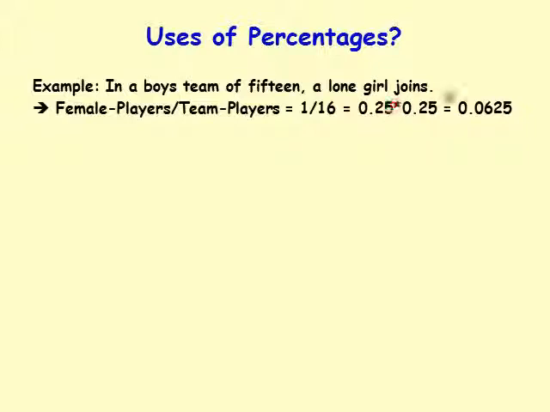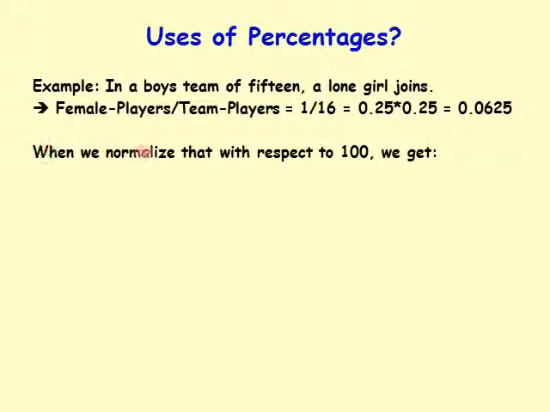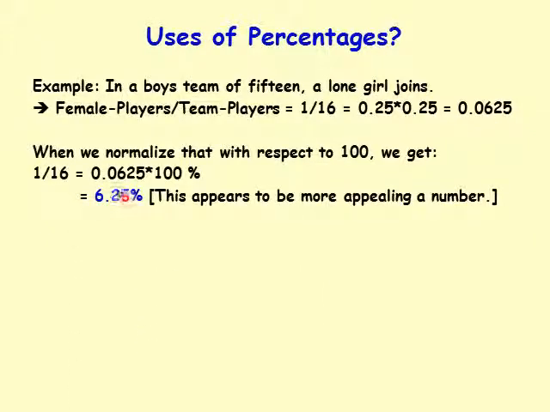On the left it's 2 times 3, on the right it's 5 times 5, 25. And I got an extra 0 here because 2 digits after the decimal and 2 digits after the decimal are multiplied, so I need 4 digits after the decimal: 0.0625. 1 over 16 is the ratio of female players to team players. Now, when we normalize that with respect to 100, we multiply 0.0625 times 100, and then we say it's a percentage. That is equal to 6.25%.